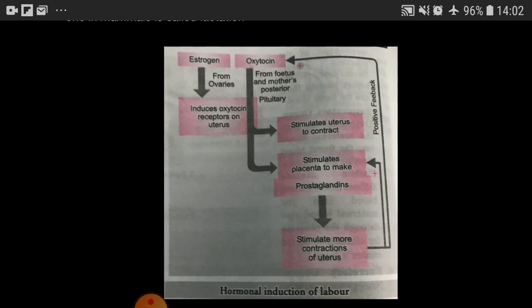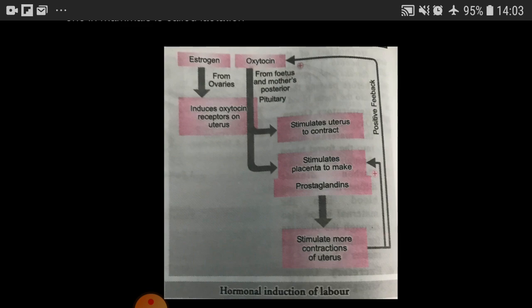The stimulatory reflex between the uterine contraction and oxytocin secretion continues, that is the positive feedback continues, which results in stronger and stronger contractions. This leads to expulsion of the baby out of the uterus through the birth canal, right? And soon after the delivery of the infant, the placenta is also expelled out of the uterus.